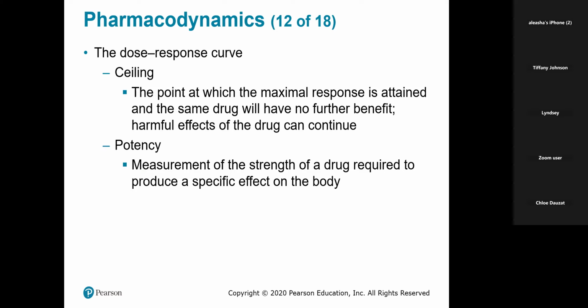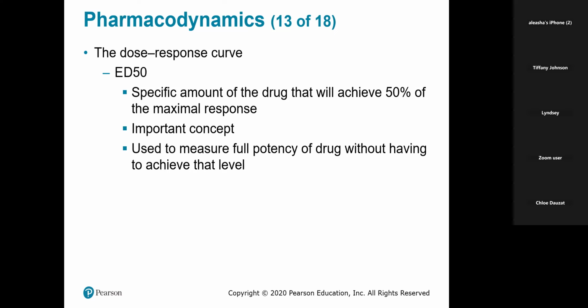And then potency is the measurement of the strength of drug required to produce a specific effect on the body. So that's how they determine, hey, we don't want you having more than this much drug within this many hours, so on and so forth. That's due to that dose response curve. There's no clinical benefit to continue increasing the dose.